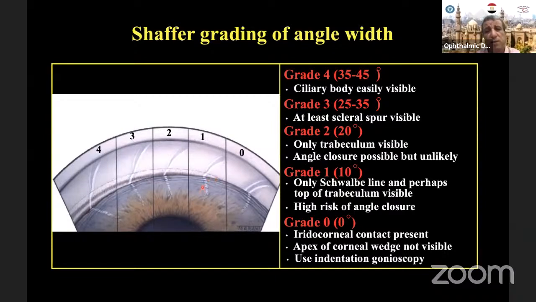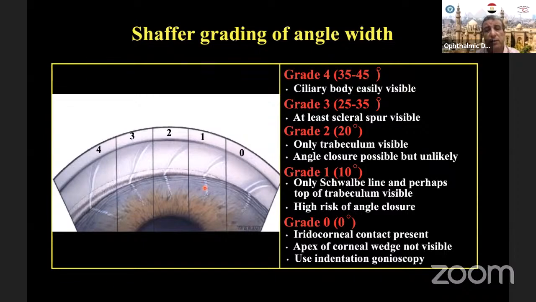You see that the iris comes very close to the trabecular meshwork to the extent that it occludes most of it. And here only Schwalbe's line and perhaps the top of the trabeculum is visible. There is a high risk of angle closure here if the patient is exposed to pupillary mydriasis and the iris gets crowded in the angle of the anterior chamber.